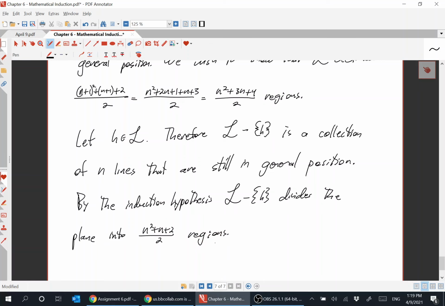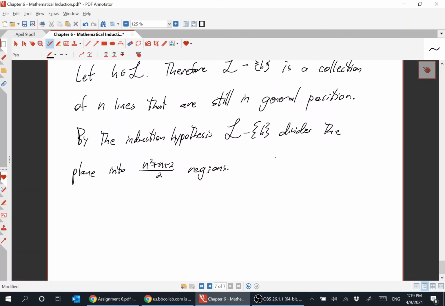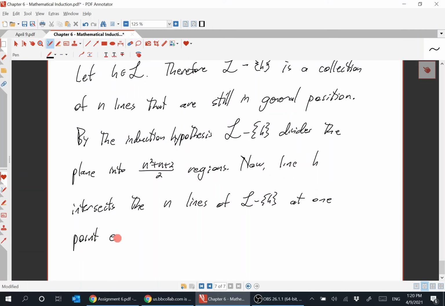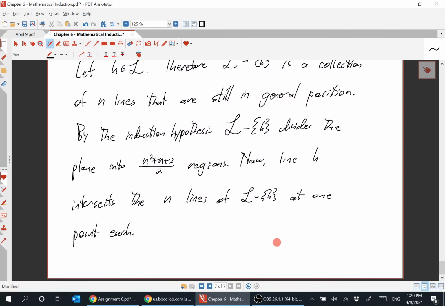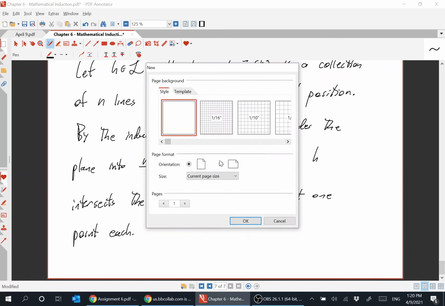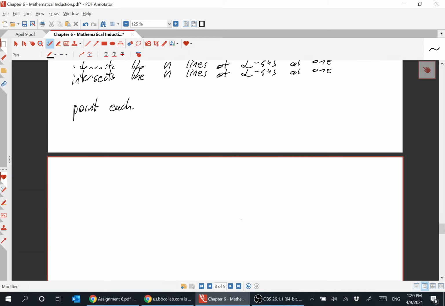Okay, so now let's take H and put it back in. Now, line H intersects the n lines of L minus H at one point each because of general position. So line H intersects the other n lines at one point each. So line H has n intersection points.